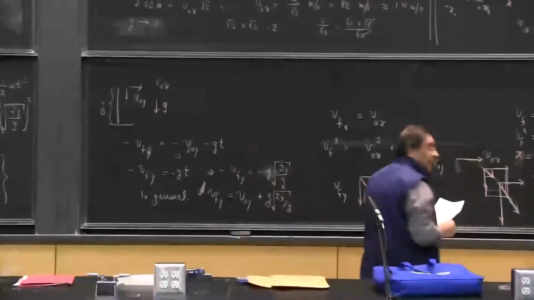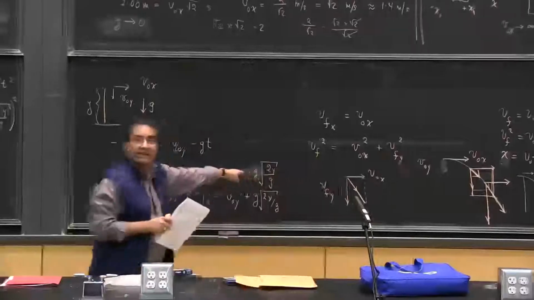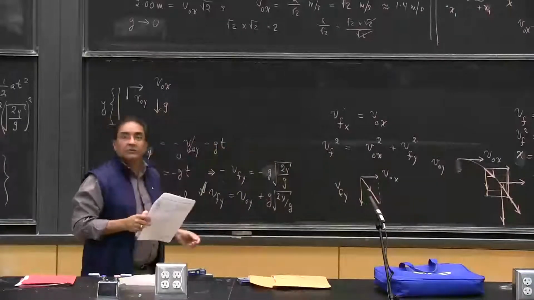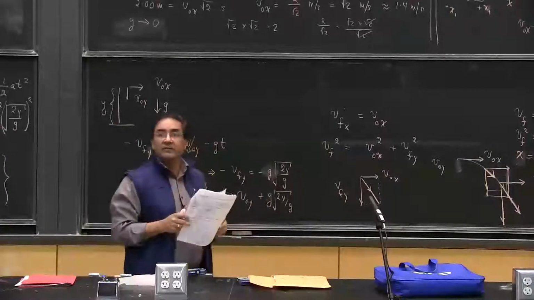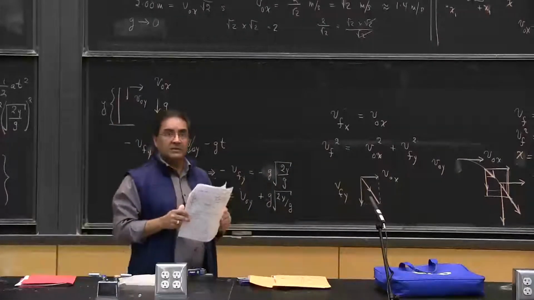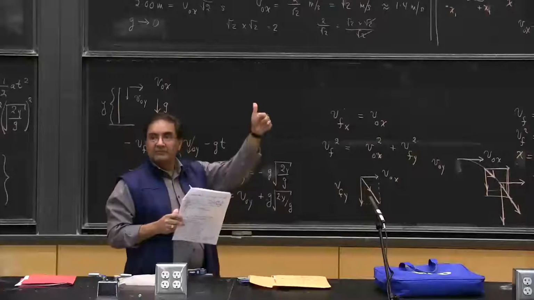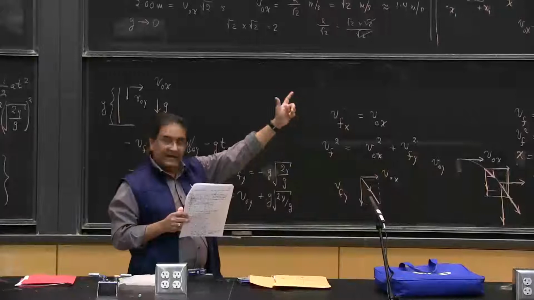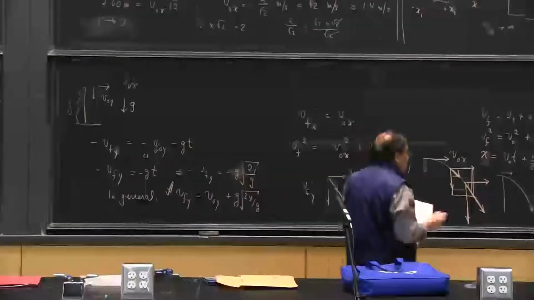Now, there is something that I haven't told you in this problem. What is it that I haven't told you? I've given you the magnitude of the final velocity, but I haven't given you something else. To know a vector, what do you need to know? Magnitude and direction. So did I give you direction yet? I haven't given you direction yet. So we need to find the direction, right?